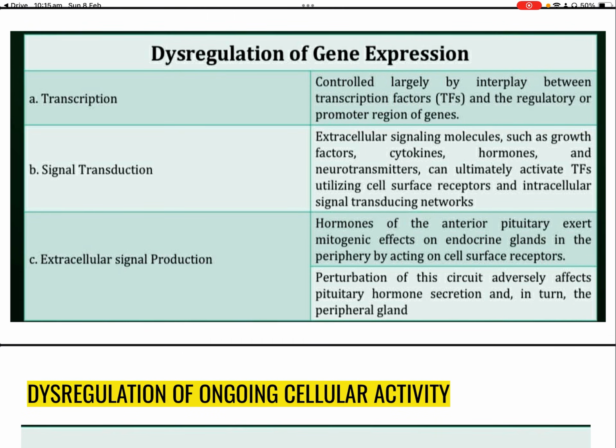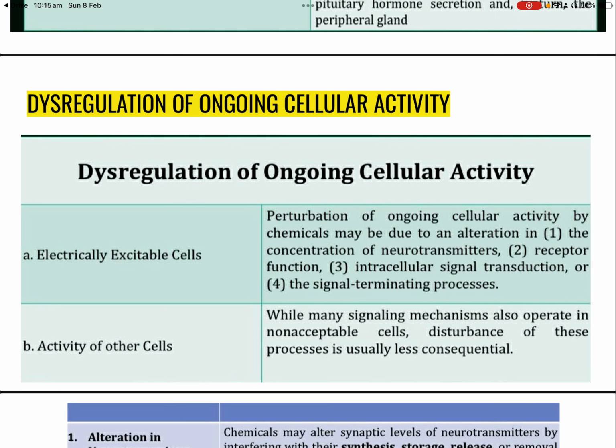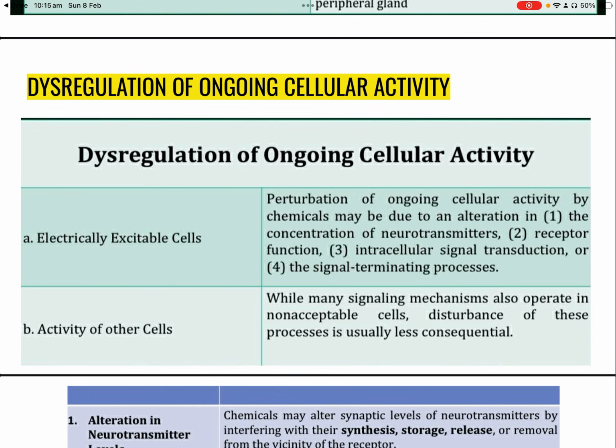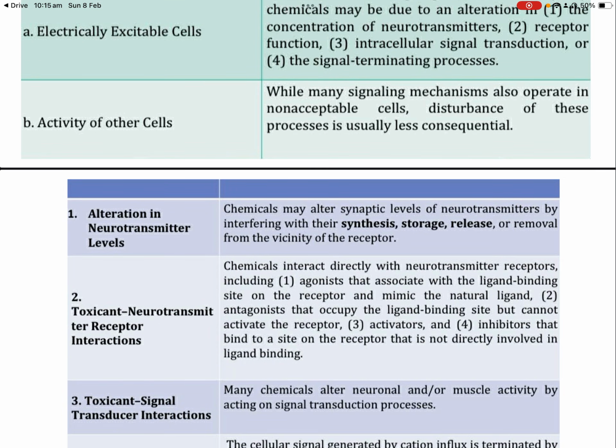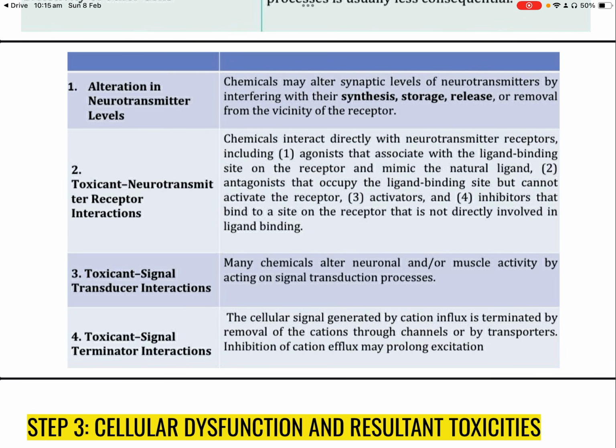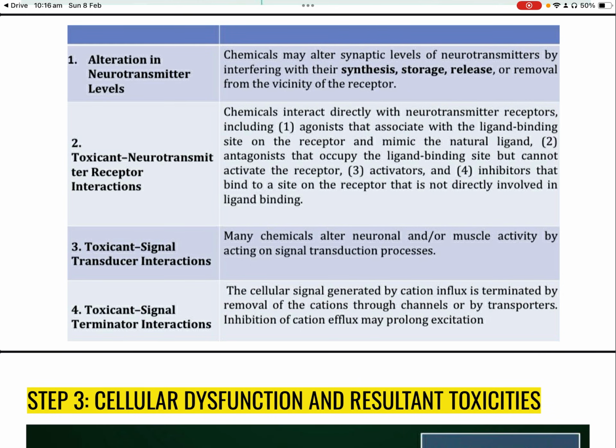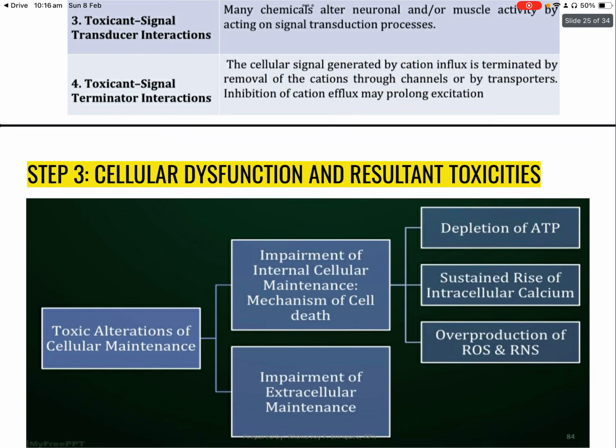Okay. And then here in this regulation of ongoing cellular activity, we have electrically excitable cells. We have activity of other cells. You can just read on this one. Alteration in neurotransmitter levels. Chemicals may alter synaptic levels of neurotransmitters. So this one, I've mentioned it earlier, there is alteration of cellular function. So it will interfere with their synthesis, storage, and release. Okay, once there is toxic exposure. Okay, this one is very understandable. So you can just read on this one.